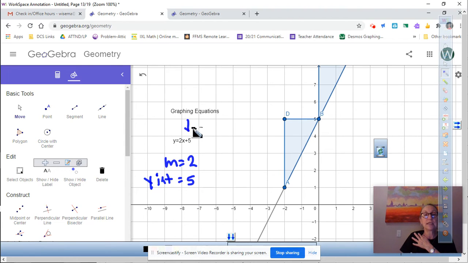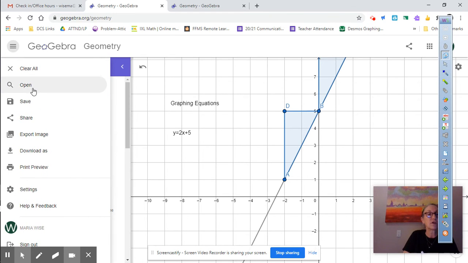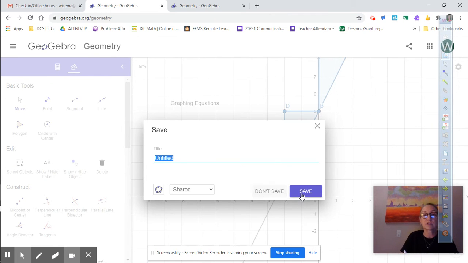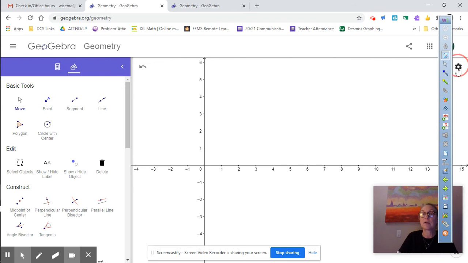Well, wait a minute. Those are numbers that are in the equation. We saw that the last time. Is that a coincidence? No, it is not. So let's go back to this. We're going to start anew. We're just going to clear it all. Don't save. I'm going to turn my axes back on.